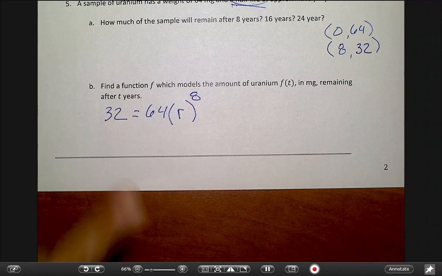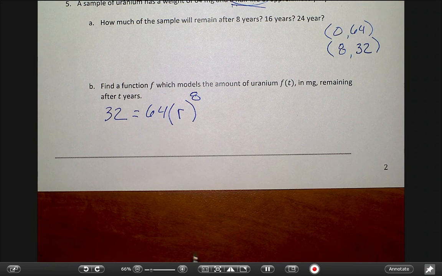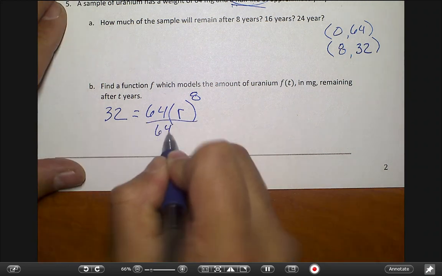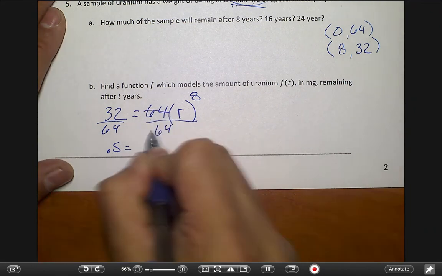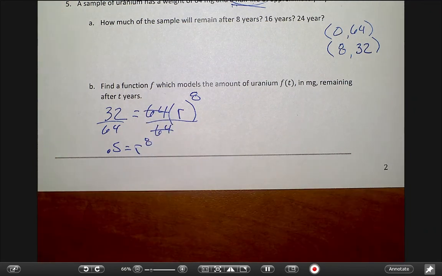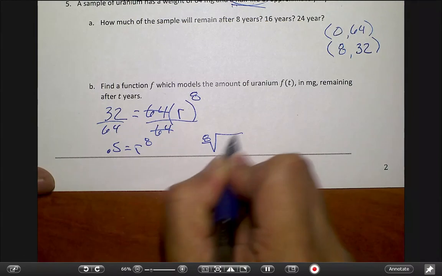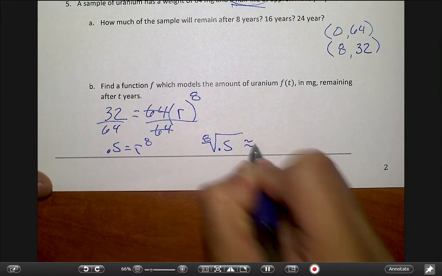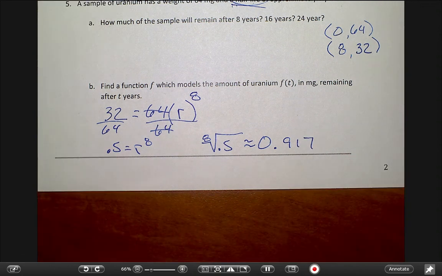All right, so from here, we're still trying to solve for R, right? So what would I do to try and get the R by itself? Divide by 64, there we go. So 0.5 is equal to R to the 8. Okay, so 8th root, right? The 8th root of 0.5, which is about 0.917. I'm going to let everyone try and catch up on this, because they were checking their phone while we were doing the math.